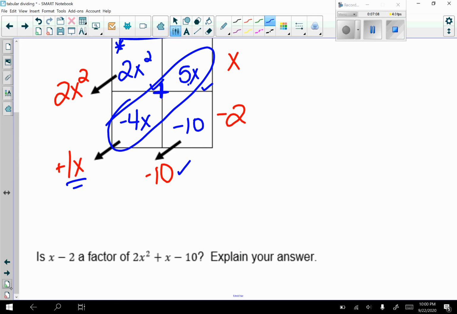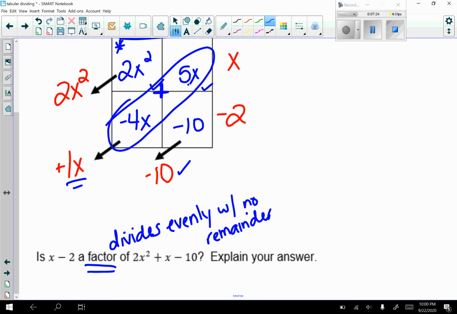And then there's a follow-up. Is x minus 2 a factor? So that means divides evenly with no remainder. So is it a factor? Your answer should say yes, because there is no remainder. Because when I solved it, my diagonals matched up at the end, and that's not always going to be true. But for right now, it is. Yes, because there is no remainder.